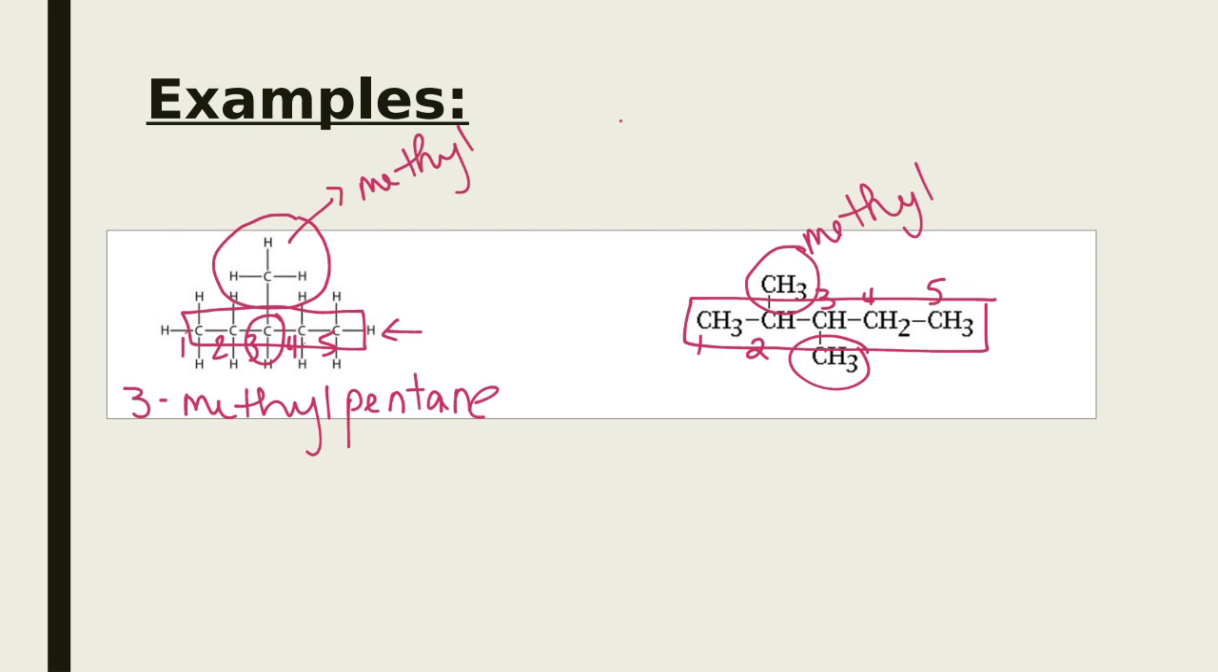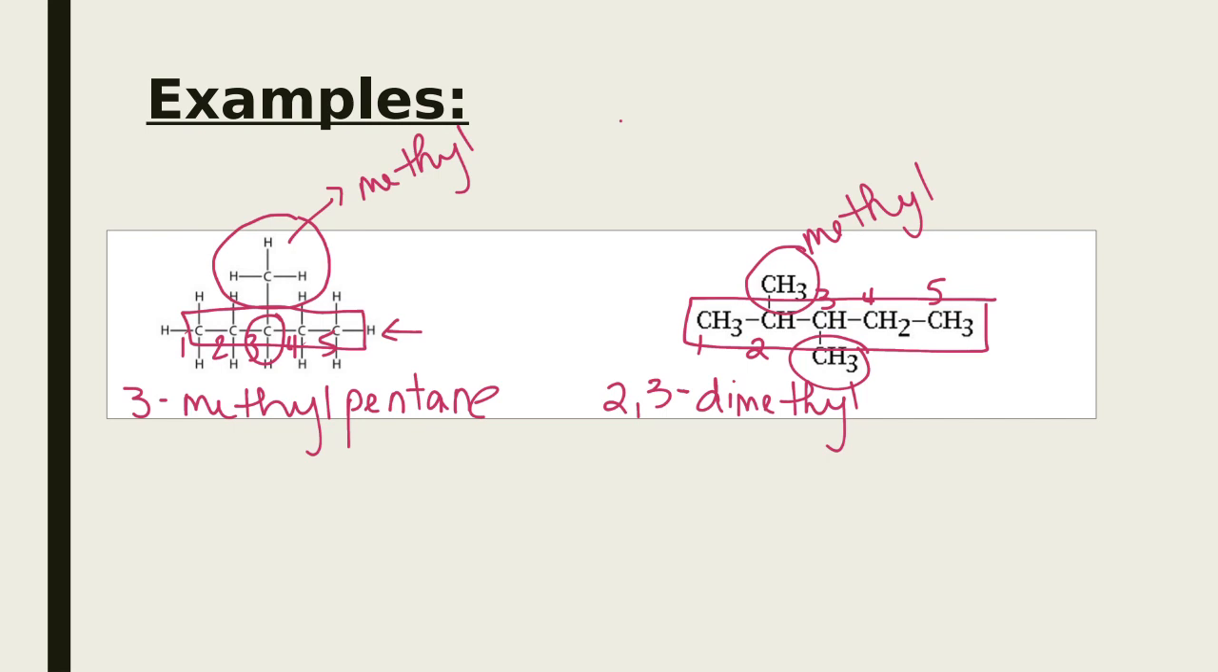So we want to write down the prefix, which is the branches. And I have 2 of them. So when we have 2 branches or 3 branches, we use a prefix to indicate that we have multiples. Each of these branches is sitting on carbons 2 and 3, so we write those location numbers with a comma. I have 2 methyl groups, so we're going to use the prefix dimethyl. I think this is rule number 4 in your nomenclature rules. And then that's it for branches.